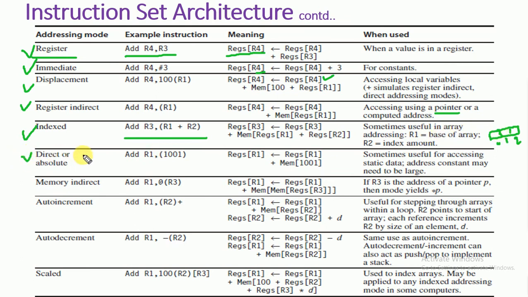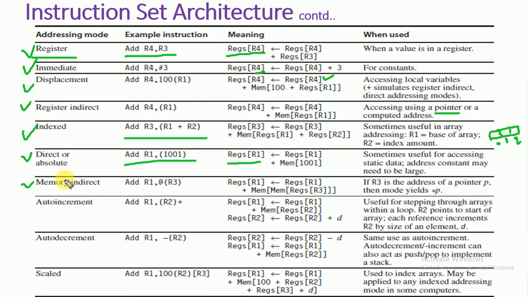Then direct or absolute is another addressing mode where the direct memory address can be given. So add R1, (1001), which is the memory address. What is the meaning of this? The content of register R1 will be added with the memory content of 1001. So this memory content will be directly added with register R1 and the result is stored in register R1.